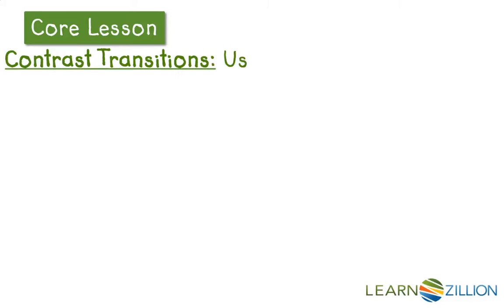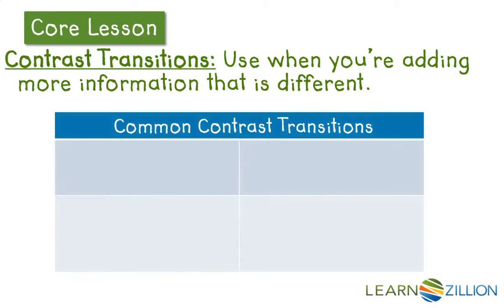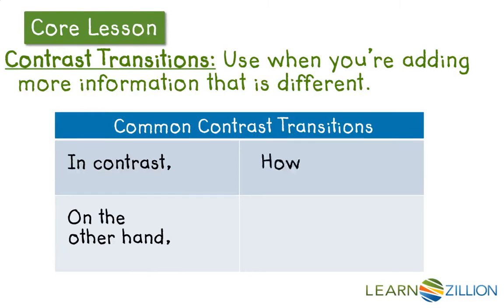Then we have contrast transitions. Contrast transitions are what you use when you're adding more information that is actually different from something that you've just written. So they act as a signal to the reader that I'm going to say something new, but it is different from the information that I've just presented. Some common contrast transitions are in contrast, on the other hand, however, and while.